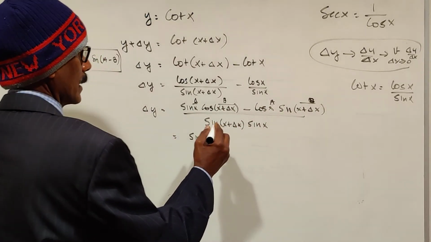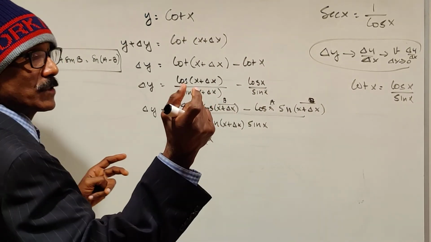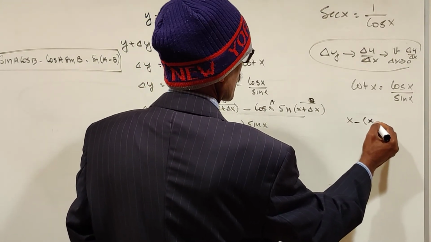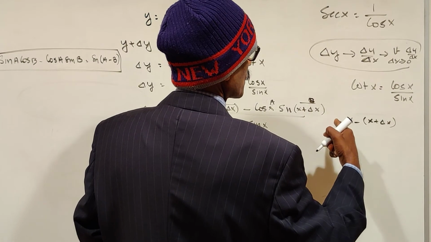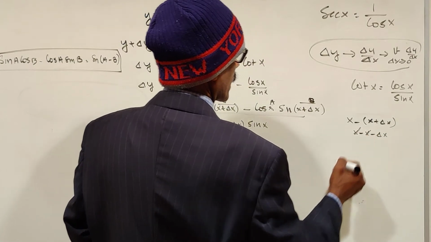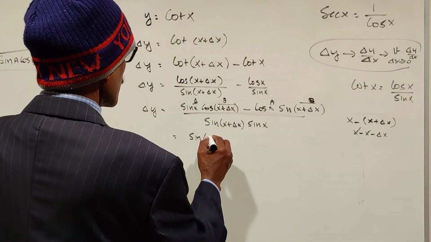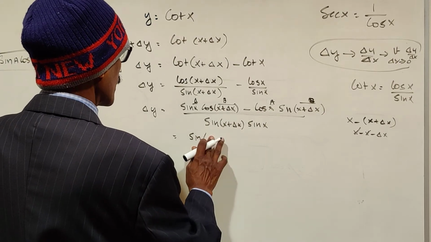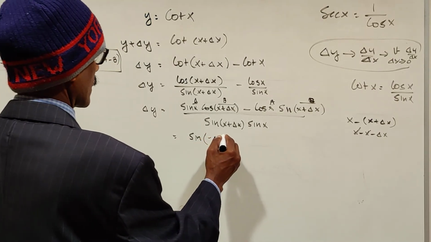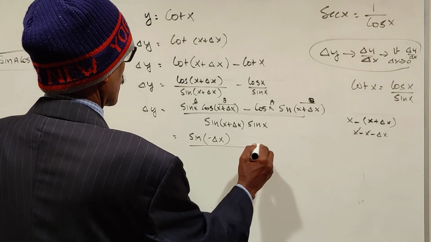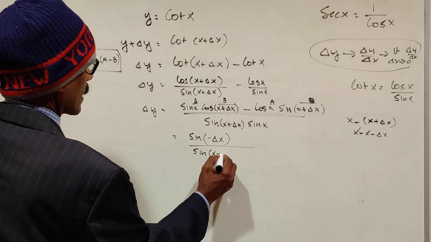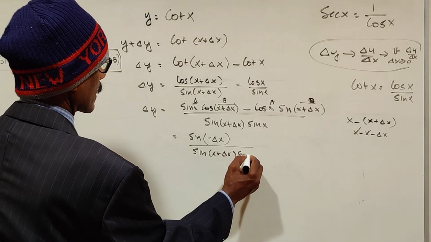So sin of x minus B, and B has two terms, x plus delta x. So when you distribute the minus inside, x minus x minus delta x, the x and minus x cancel. So I am going to write sin(minus delta x), divided by sin(x plus delta x) sin x.